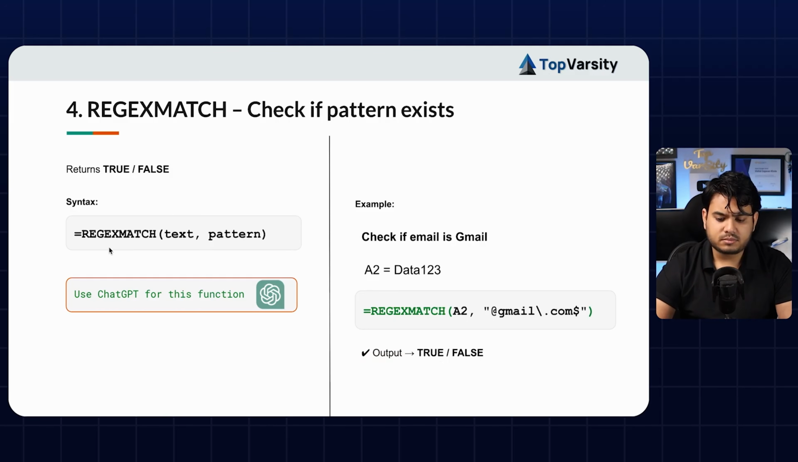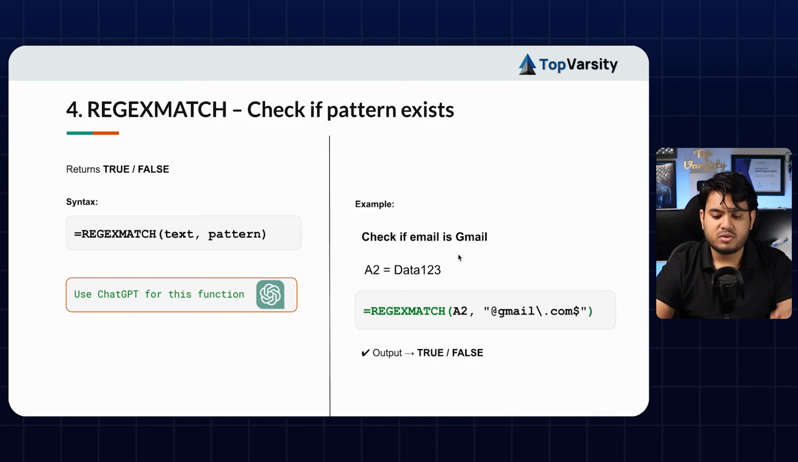First, think about what you need to do. You need to write the formula REGEXMATCH. You need to select the text, comma, pattern, and check if the email is Gmail. You need to select whatever email is there. For example, a few emails will be customized emails like company emails, a few will be Gmails, a few will be yahoo.com emails.